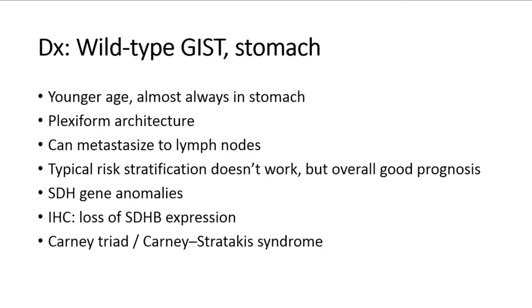Additionally, the traditional risk stratification I talked about, size and mitotic rate, doesn't really tell you how these are going to behave, but overall these patients do have a good prognosis. Maybe it's because they're younger, maybe it's intrinsically something about the tumor, but fortunately patients do well with these tumors. And finally, going along with the SDH abnormalities, patients with these tumors may have Carney triad or Carney-Stratakis syndrome. So unlike many of the other things I'll be showing today, this actually does have syndromic implications.